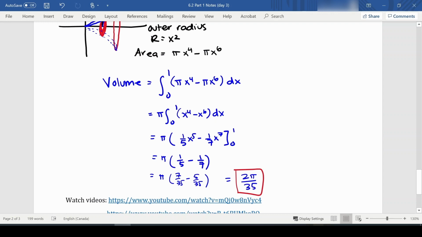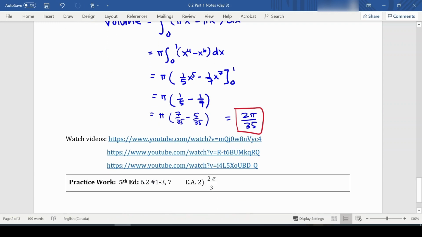That's it. There are 3 videos here that might be helpful that illustrate rotating around the axis and what the 2D shape looks like, rotating it to become a 3D shape and how to visualize that. So if you find the visualization difficult, those might be helpful.